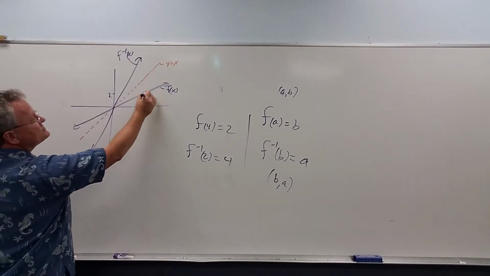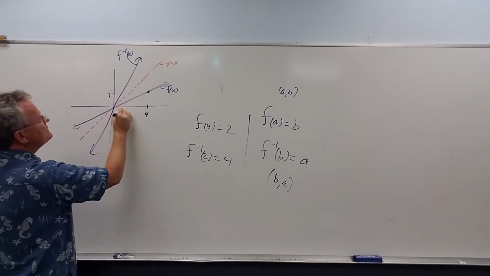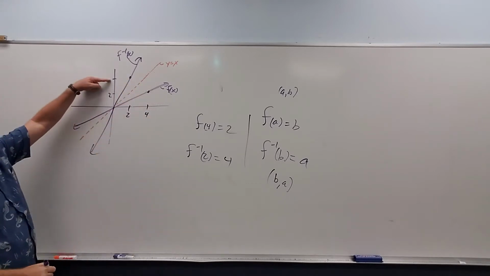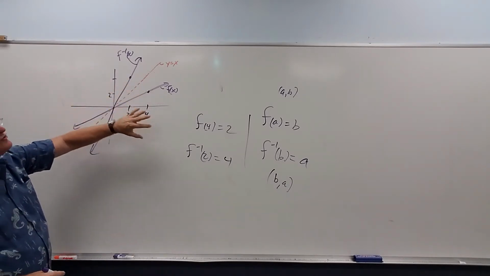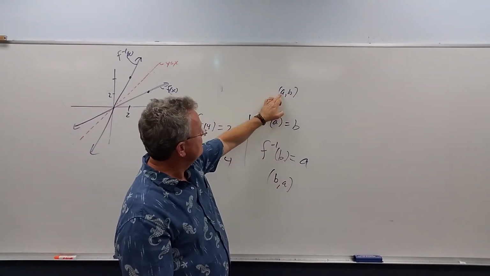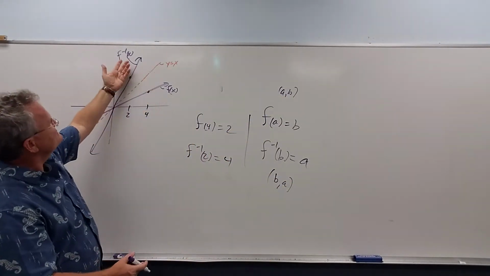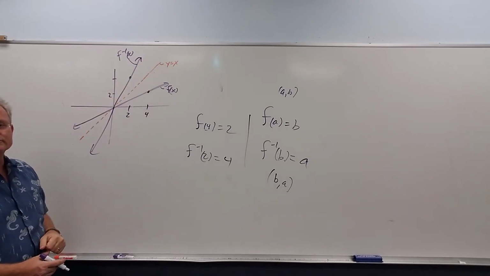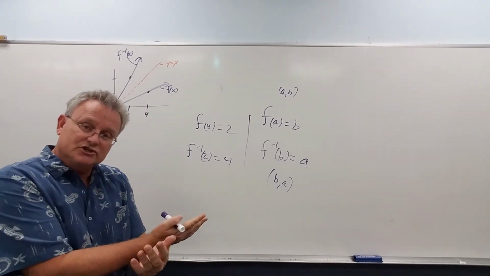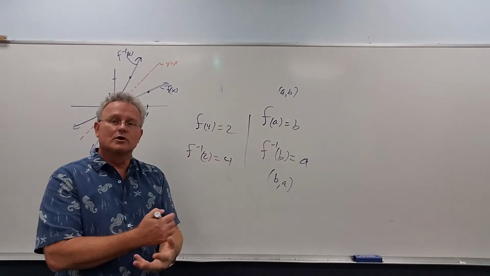So, if (4, 2) is on the graph of f, that means (2, 4) is on the graph of the inverse. Yeah? And when you graph such a relationship, (2, 4), (4, 2), (5, 7), (7, 5), when you do that, you get this mirror image over the line y equals x. So that's the idea. That's why the graphical relationship between f and its inverse works the way it does.